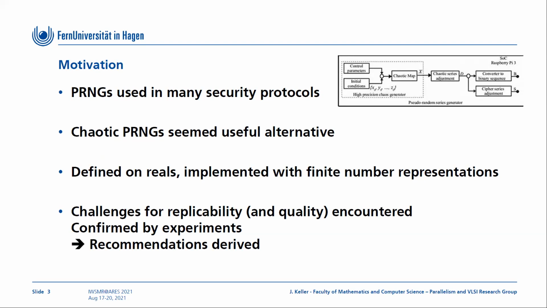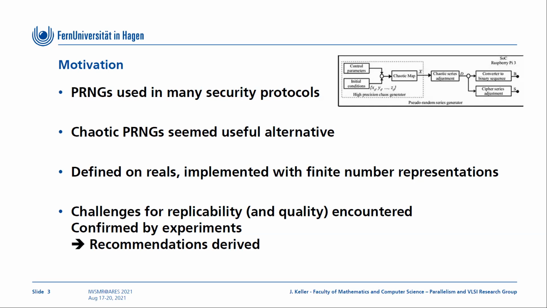Chaotic pseudo-random number generators are defined on the reals, and their properties are derived from properties of the real numbers. However, they are implemented with finite number representations. This has consequences and challenges for the replicability of experiments with these pseudo-random number generators, and it also has challenges for the quality of those pseudo-random number generators, which might be a reason that they have disappeared again from the agenda.